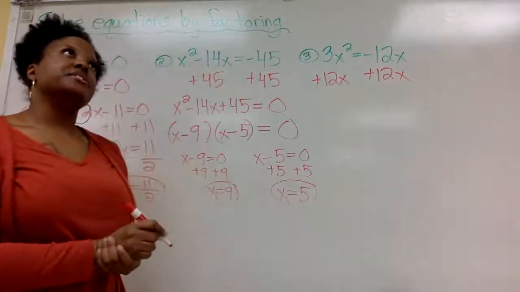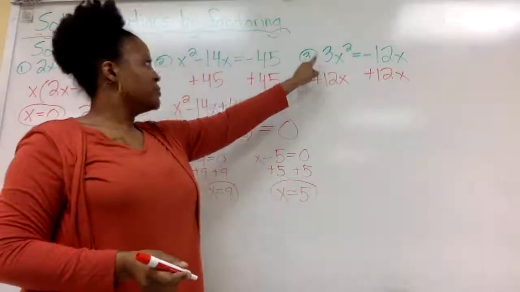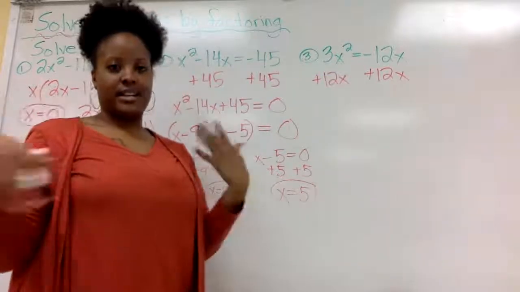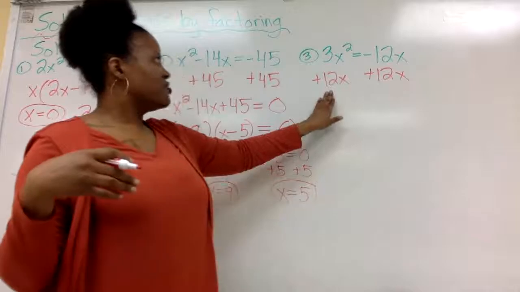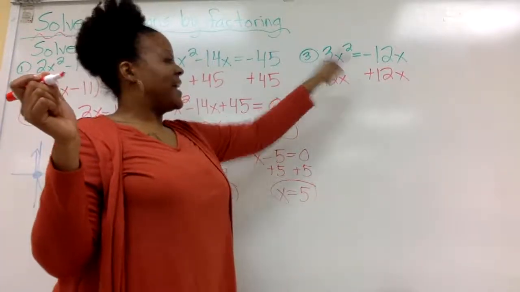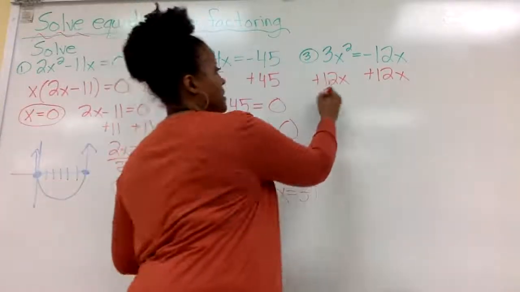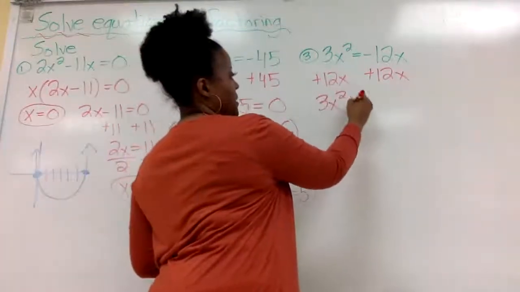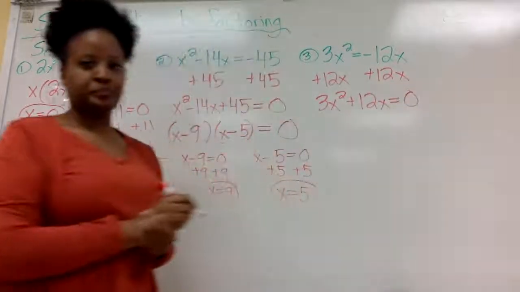The reason I think it's easier is because your quadratic term will be positive. If you move it to the other side, you're going to have to factor out a negative, and it'll be a little harder for you to do. But I'm just going to try to give you some easy ways to do things. So add 12x to both sides. These are not like terms. This gives me 3x squared plus 12x equals 0.